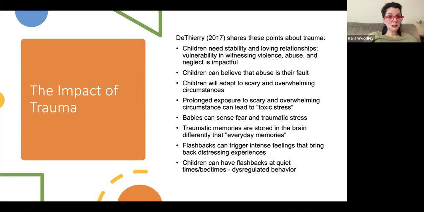We know that babies can sense fear and traumatic stress. We know that traumatic memories are stored in the brain differently than everyday memories. And we also know that flashbacks can trigger intense feelings that bring back distressing experiences. Children can also have flashbacks at quiet times, bedtimes, that could cause dysregulated behavior. And so maybe if a child's experienced trauma, they don't sleep at night. And so they come to us very tired in the morning.